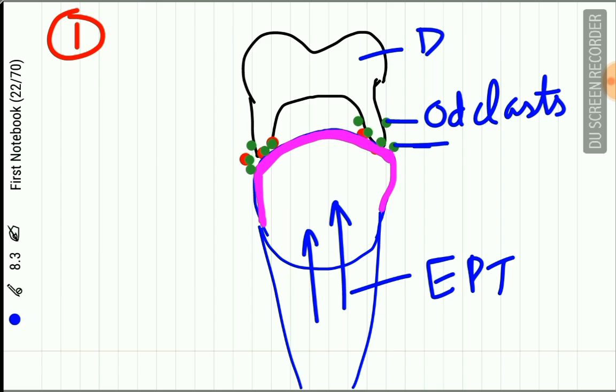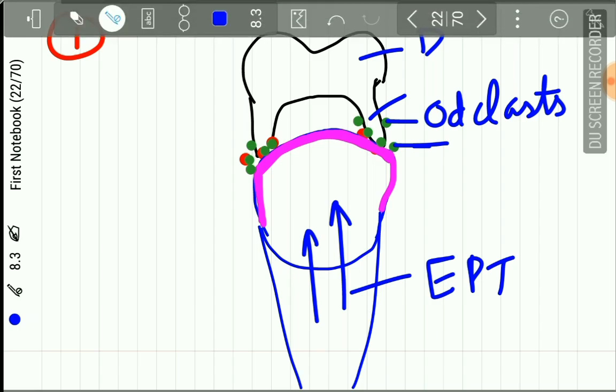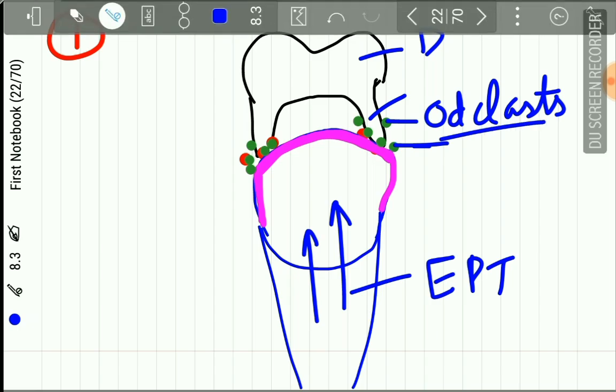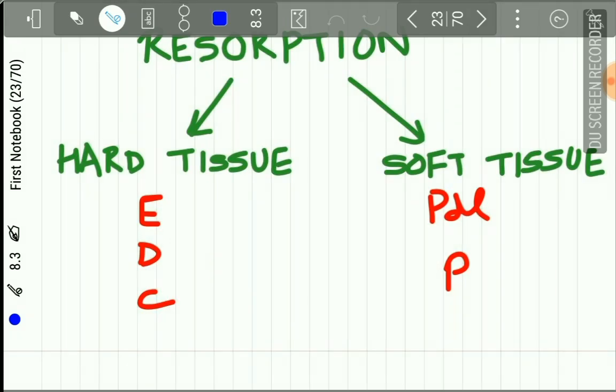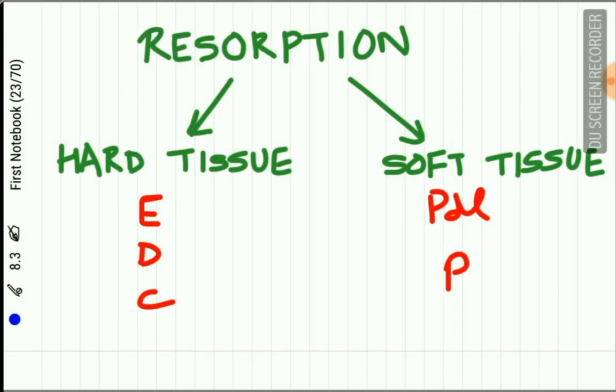and these odontoclast cells, which I have shown in green dots, start the resorption of this deciduous tooth. So let us see how exactly these odontoclast cells initiate the resorption. There is resorption of the hard tissues like enamel, dentine and cementum, and also soft tissue of the tooth such as periodontal ligament and pulp.